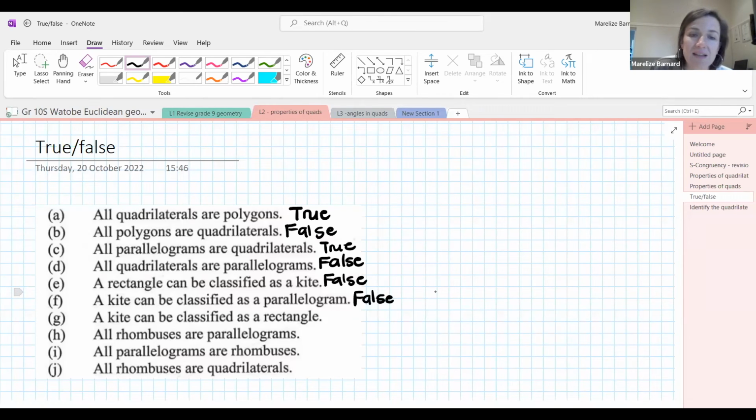A kite can be classified as a rectangle. True or false? False. I agree with that, because of the 90-degree corners. A kite does not have 90-degree corners.